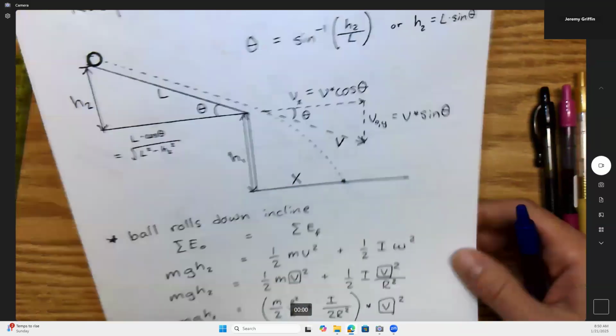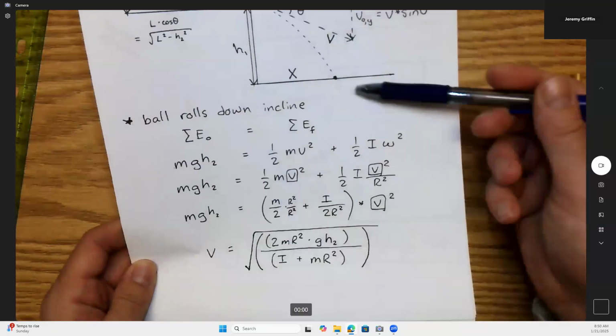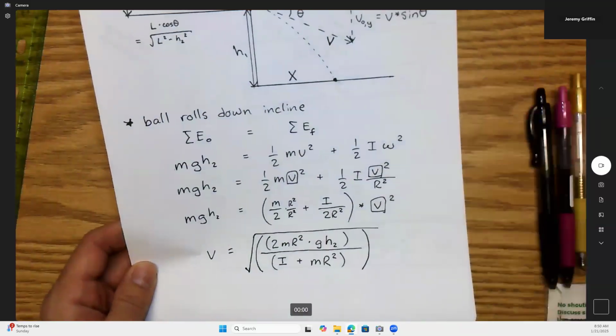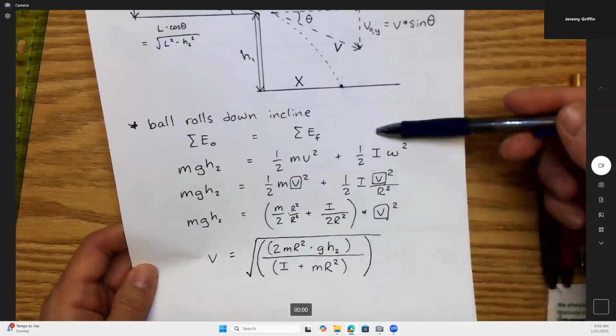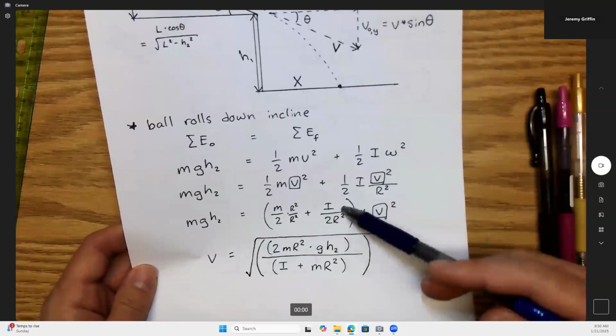So here's the ball rolling down an incline. Here I solved this with conservation of energy, which is the easier of the two methods. The other method is you could go through torque, but that's a little harder. So here I solved it for any I.